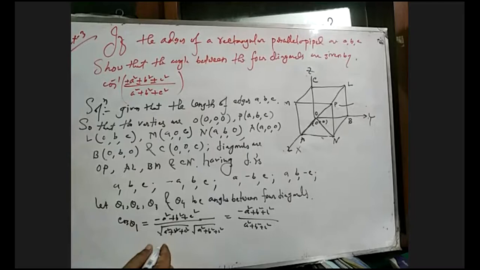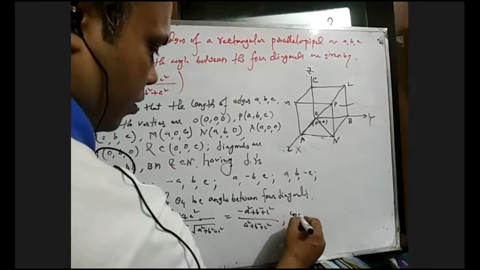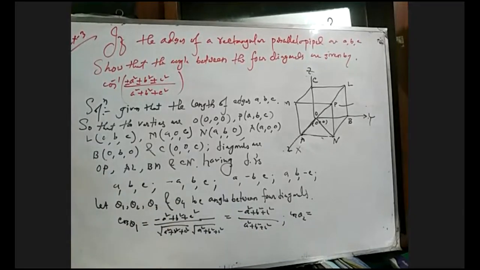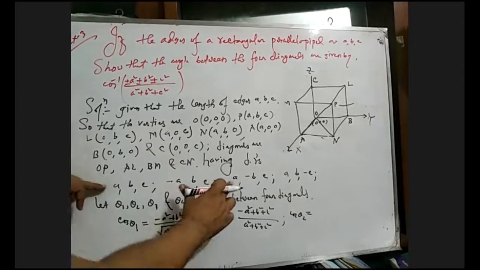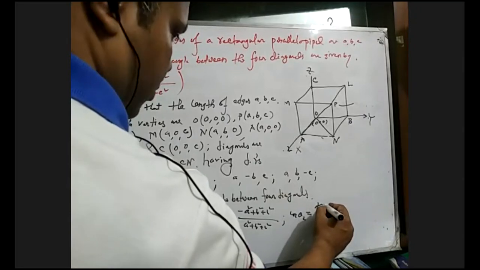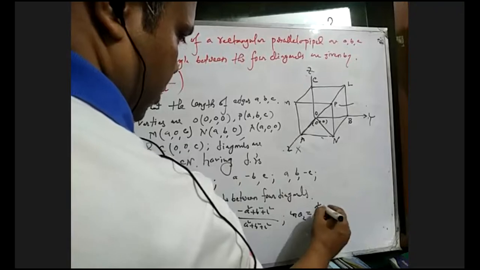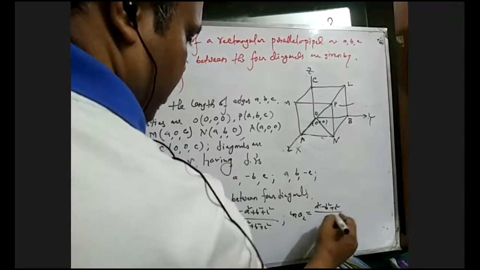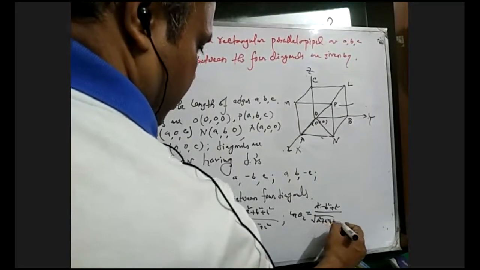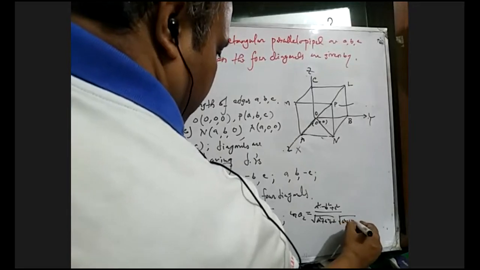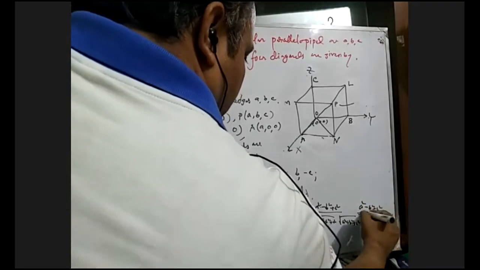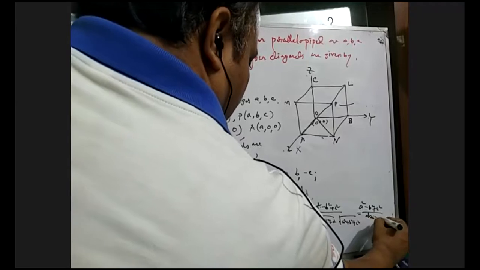Cos theta 2 equals what will it be? The angle between this and this: a square minus b square plus c square, divided by the same denominator, square root over a square plus b square plus c square, times square root over a square plus b square plus c square. That means a square minus b square plus c square, divided by a square plus b square plus c square.